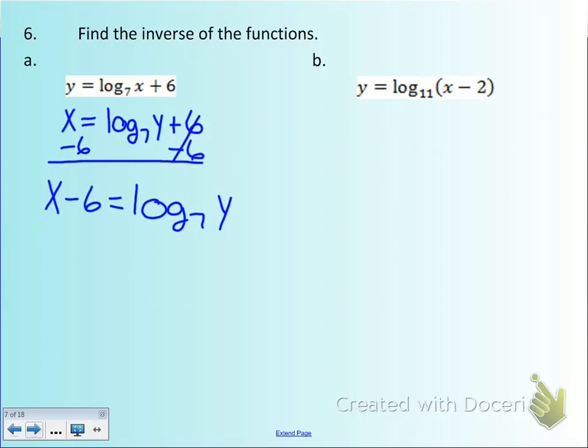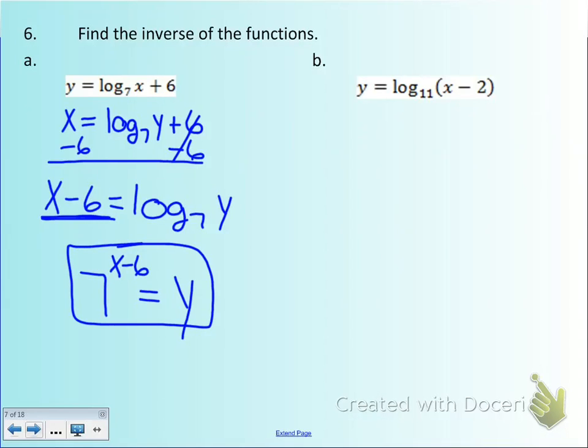So our base is 7. Our exponent is what's over here by itself, x minus 6. And that equals the y. We just solved for y, so we are done. That is your answer. Okay, next one, same process, but a slightly different answer at the end.